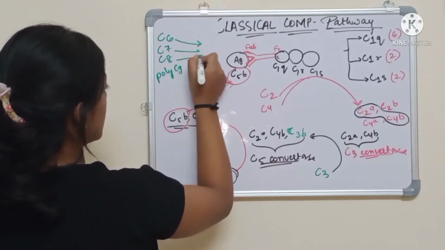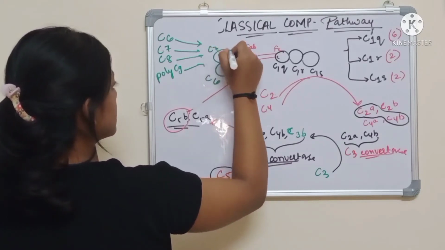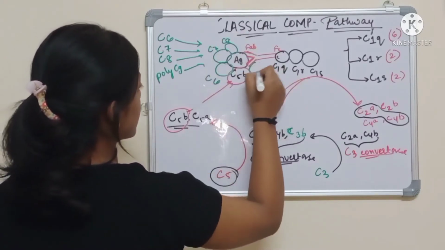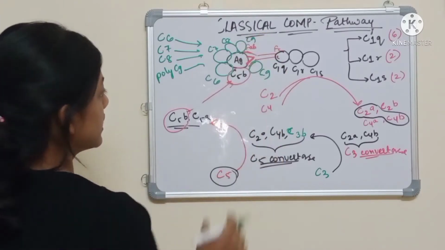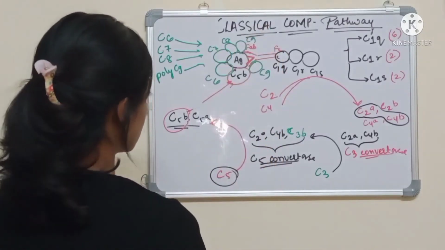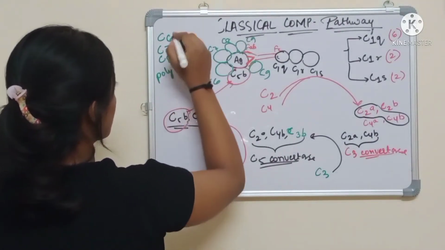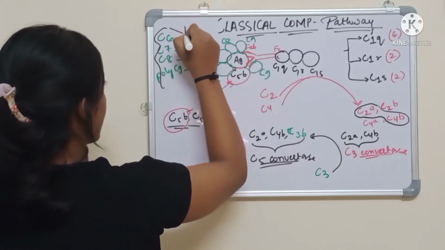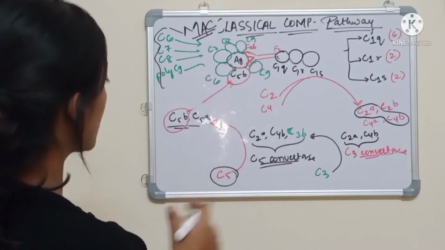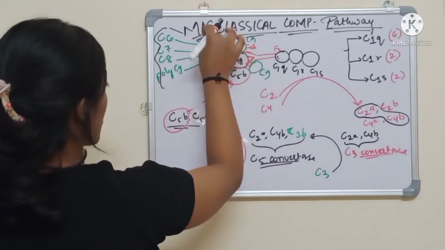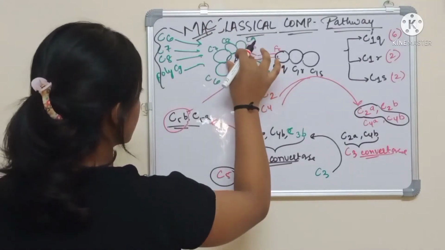They will also bind over here. C6, C7, C8 and poly C9, many C9, they all form MAC, that is membrane attack complex. Membrane attack complex is only telling us that it will attack the membrane of the antigen.